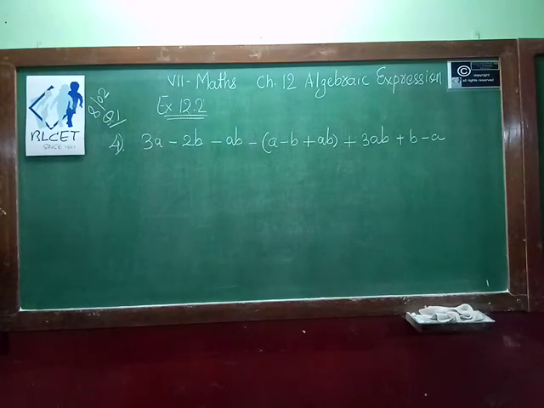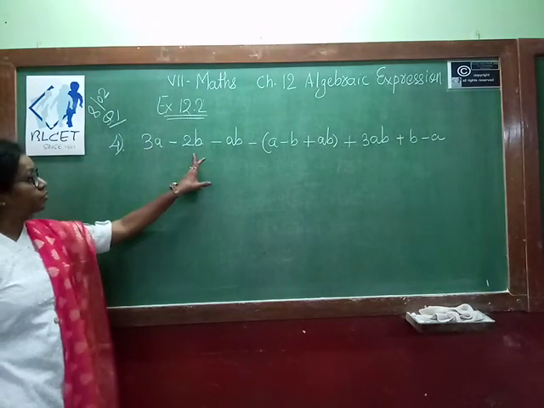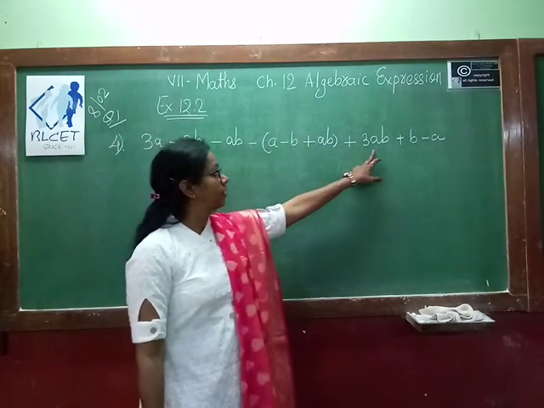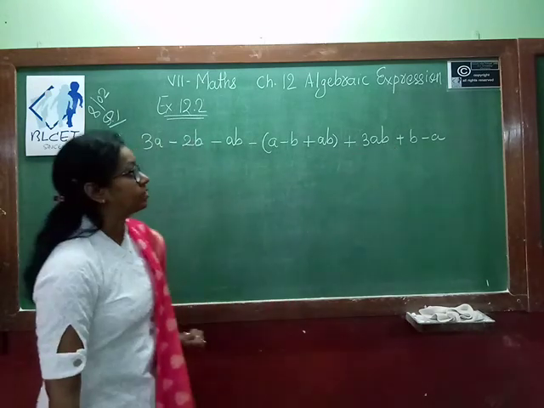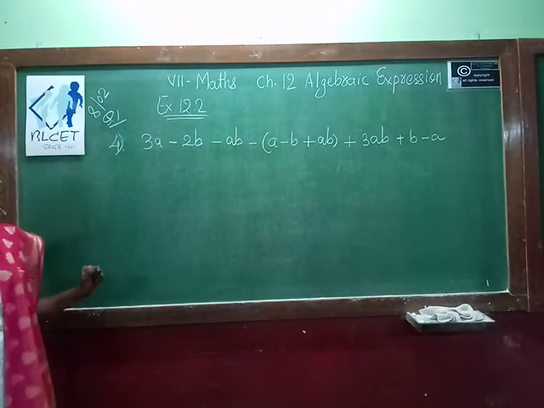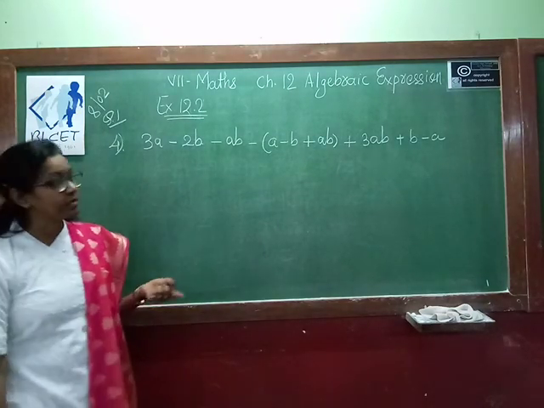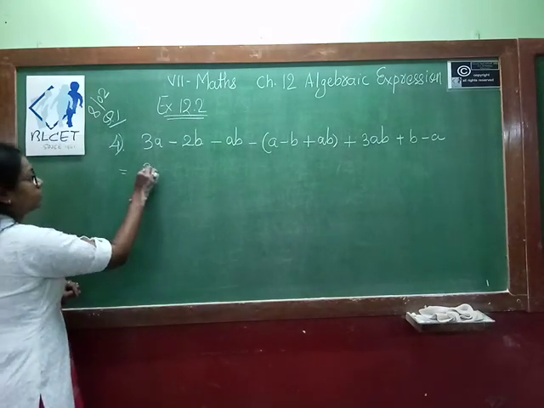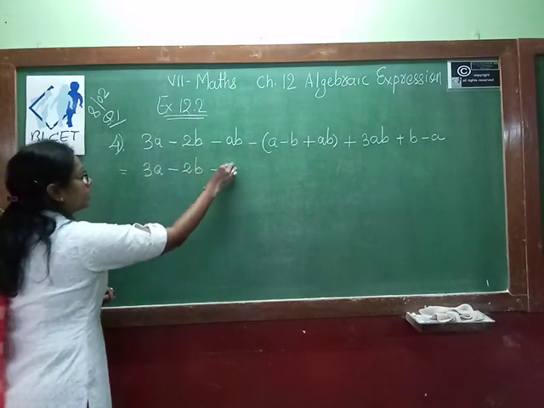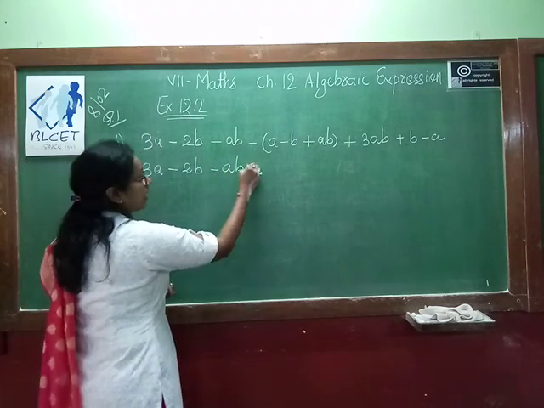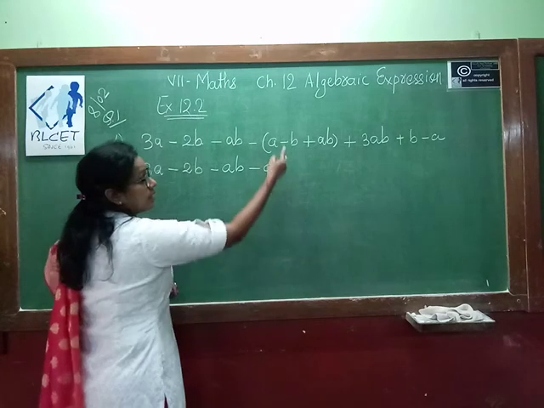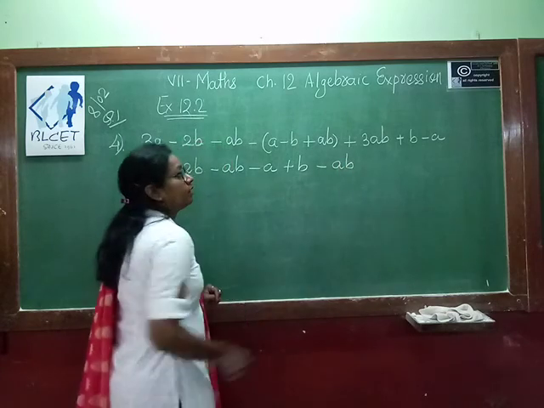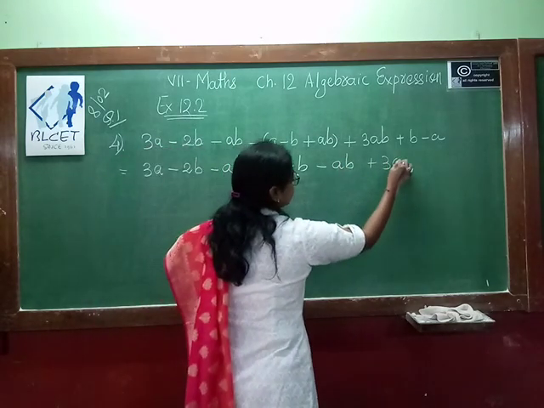Now see the fourth question. The question is 3a minus 2b minus ab minus (a minus b plus ab) plus 3ab plus b minus a. So now what can we do? Before we find the like terms, we have to open this bracket. So let's see: 3a minus 2b minus ab. When you open the bracket, this plus a becomes minus a, this minus b becomes plus b, this plus ab becomes minus ab. Remaining terms we write as it is.